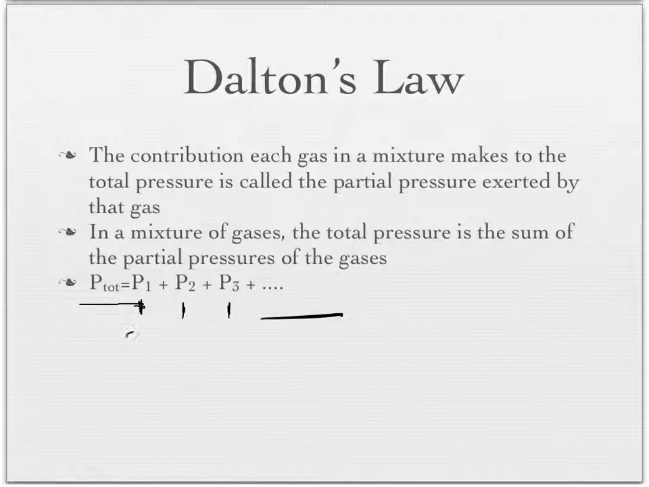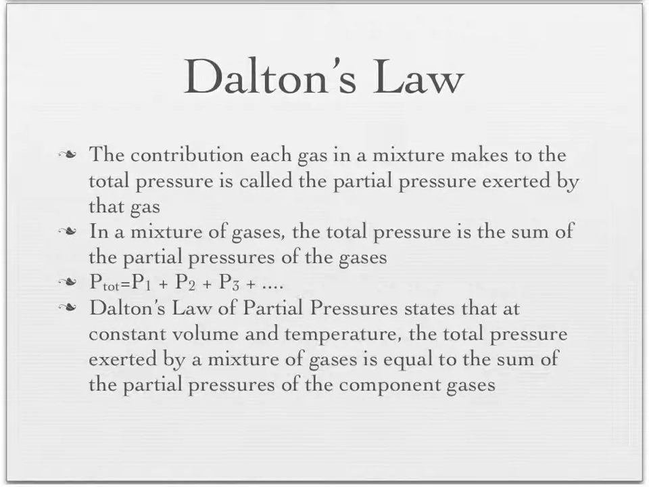Okay, so if this one was 50, and this one is 100, and this one was 200, my total pressure would be 350. I'm assuming we're talking kilopascals. So here's Dalton's law of partial pressure. Once again we've got some constants here, constant volume and temperature. But what we're saying is the total pressure exerted by a mixture of gases is equal to the sum of the partial pressures of each of the gases that's in there.